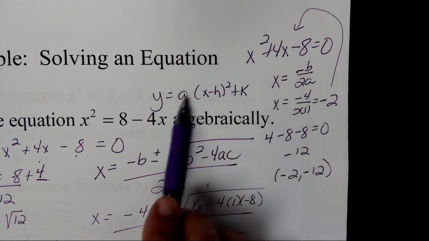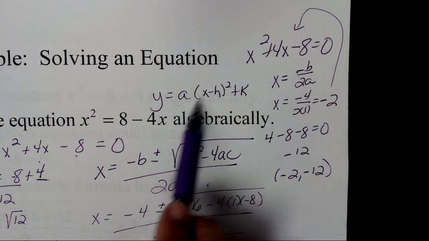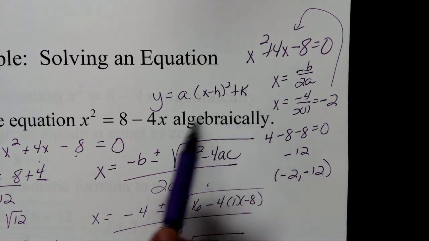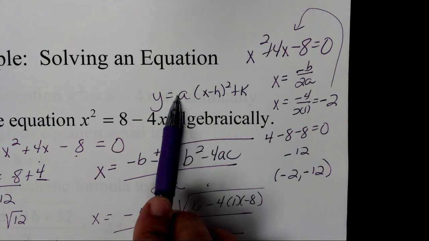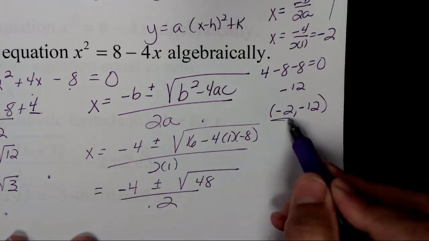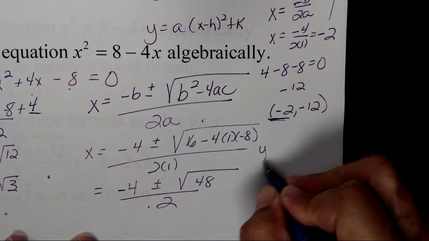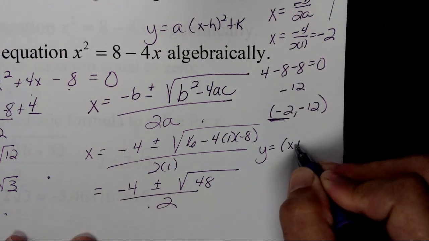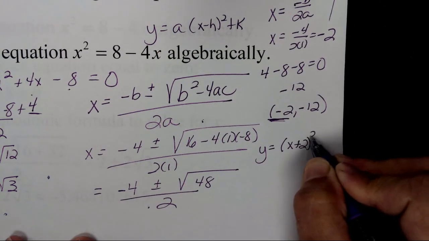Is this a the same as that a? Are these a's the same a? No. So what is a going to be down here? 1. What is h going to be? Negative 2. So x minus negative 2 becomes what? Plus 2.